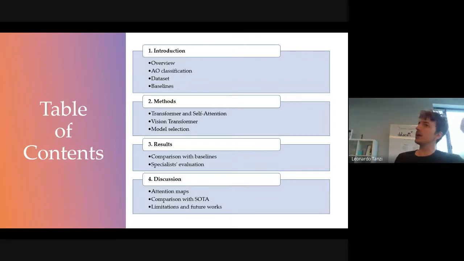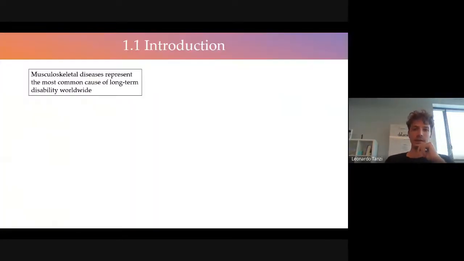As we applied vision transformer, I'm going to start a little bit with transformer in general and self-attention to give a general idea. Then I'm going to switch to the vision transformer. We're going to then present the results that we had. And finally, I'm going to do a broad discussion on different aspects, in particular with limitation and future works about this paper.